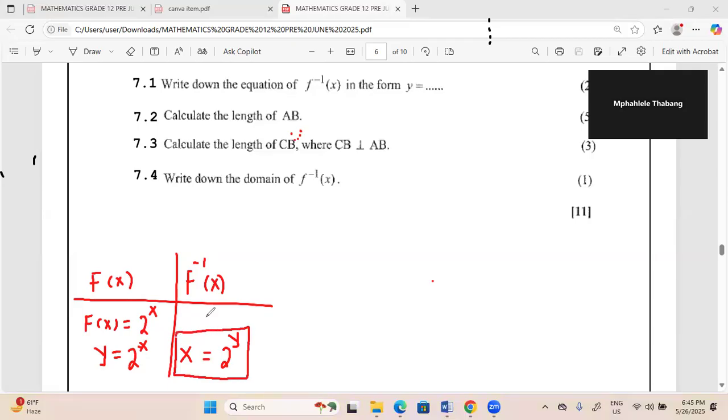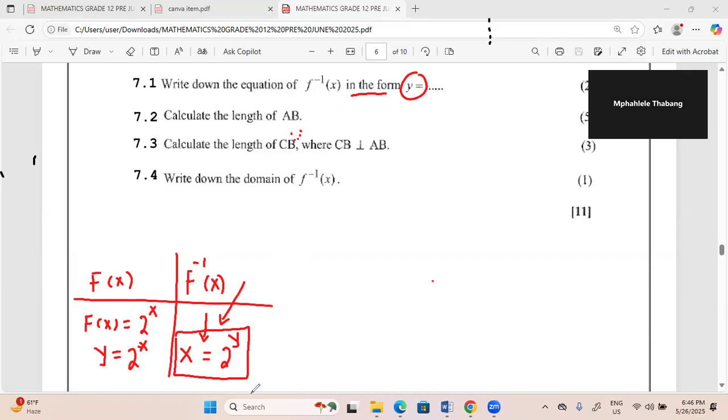But unfortunately, it is in the form where y is not the subject of the formula. And the examiner has been very specific here. He's saying, give us the equation of the inverse in the form y equals to. So I have the equation of the inverse, but in this case it is in the form x equals to. So I have to make y the subject of the formula.